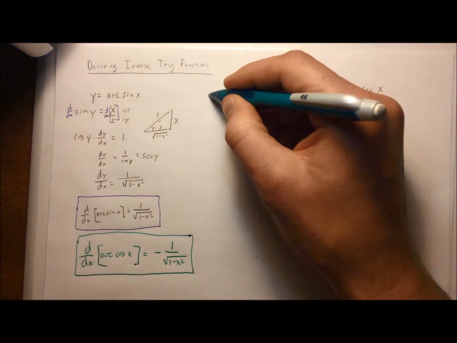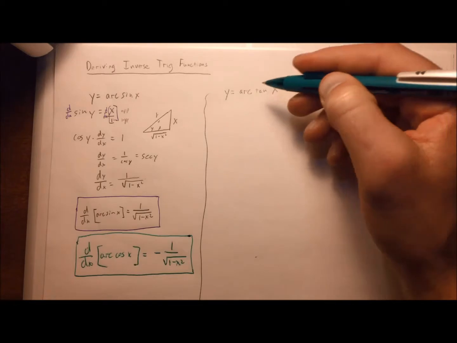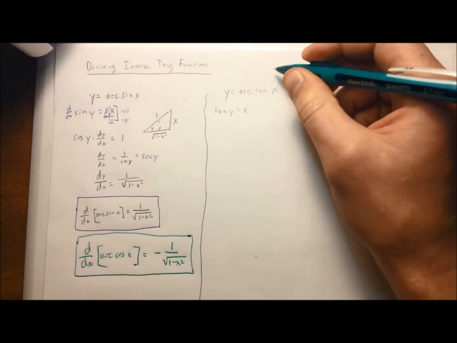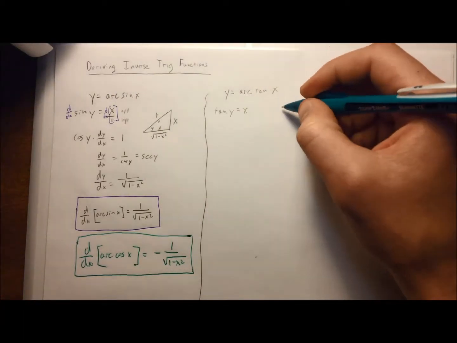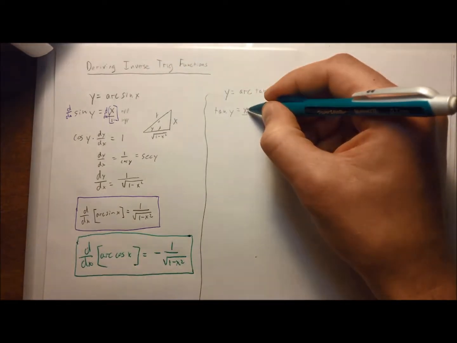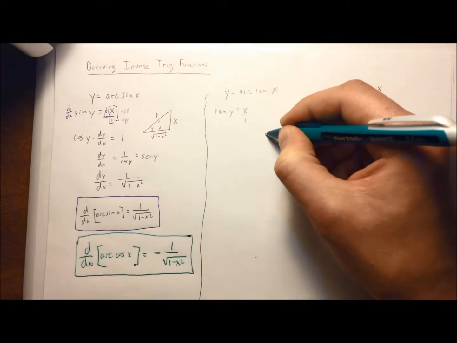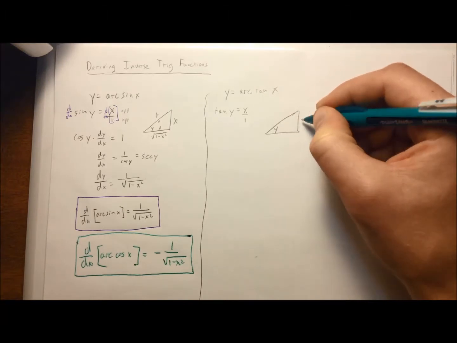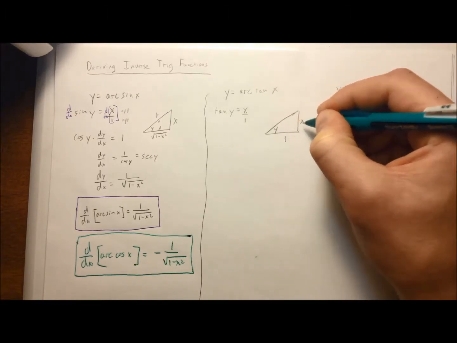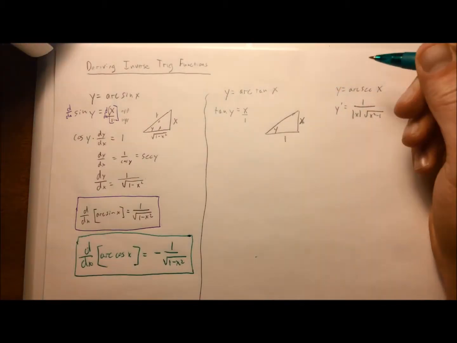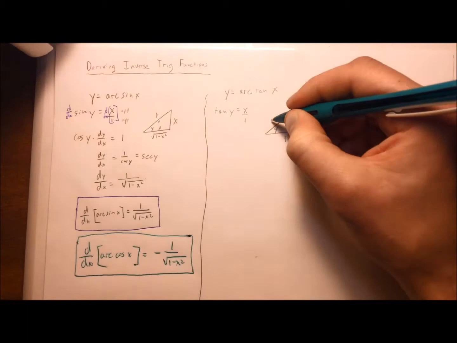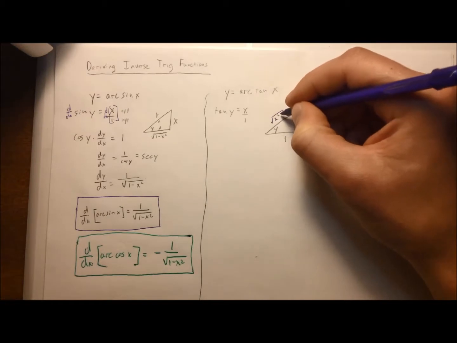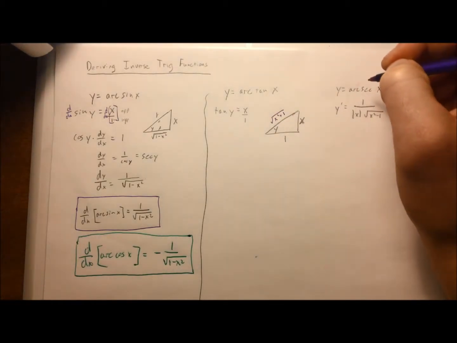Let's do this one right here. Arctangent of x. Well, that means tangent of y is equal to x. y is the angle, the ratio of the two sides, opposite over adjacent. That's going to give me y. The opposite side is x. The adjacent side is 1. Which means the hypotenuse is going to be the square root of x squared plus 1.